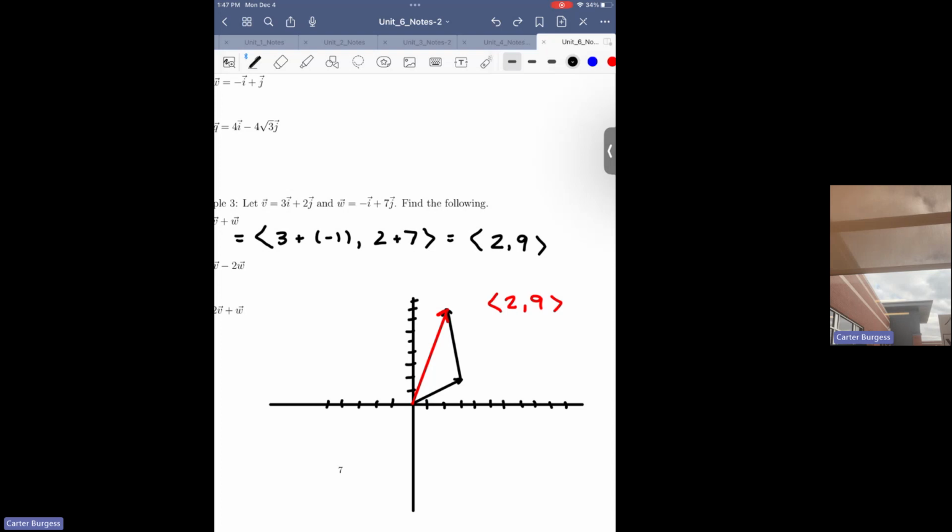There is a separate method, it's called the parallelogram method for subtracting them. I do not know it, because again, why do that when you can just multiply by -1, and that's just easy.